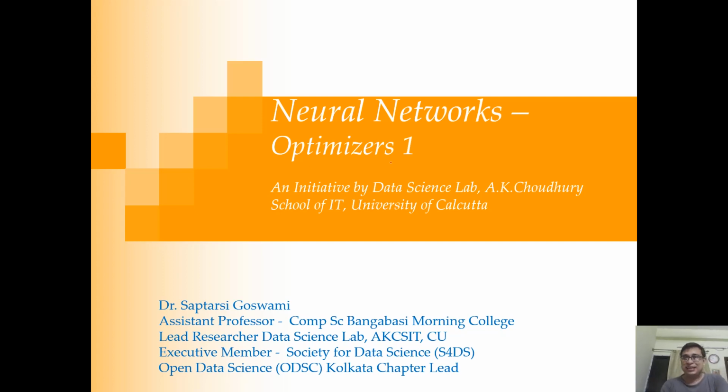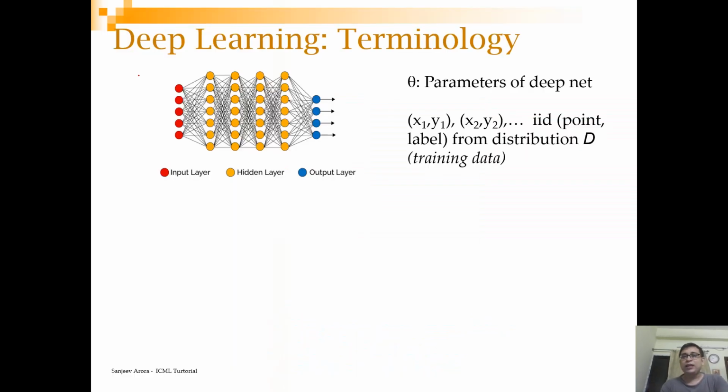So today we are going to discuss another very important topic, optimizers for neural networks. Let's set the context very quickly. This will be a typical neural network architecture. You have the input layers, the hidden layers and the output layers.